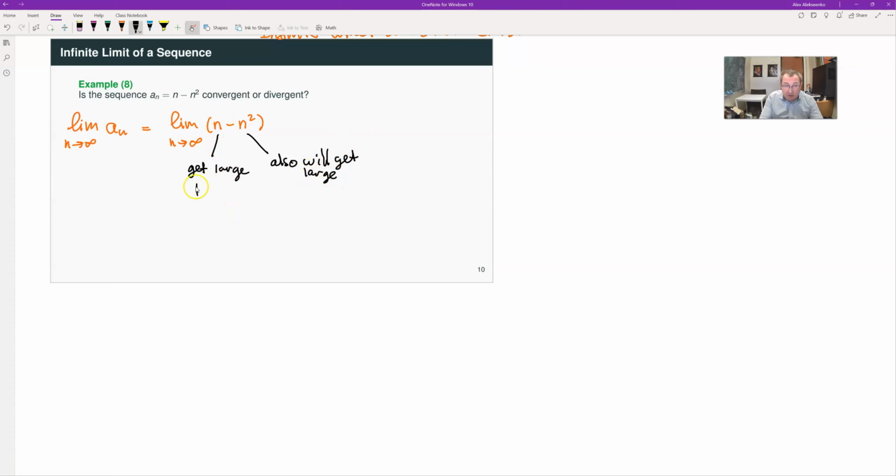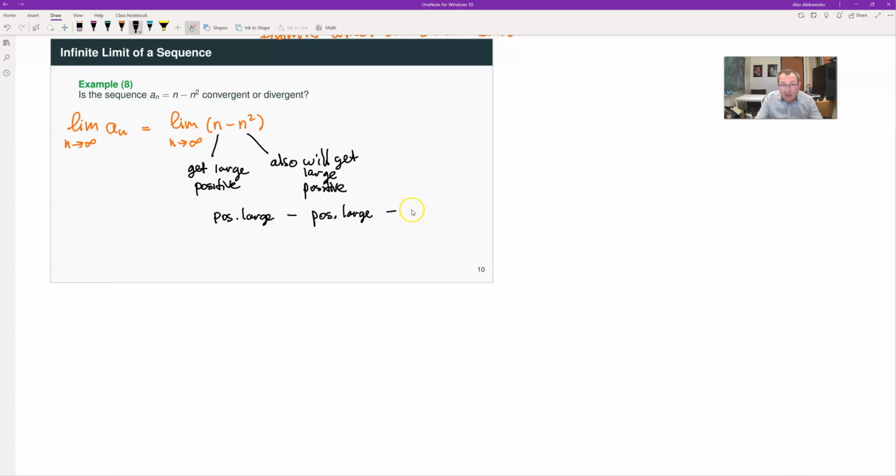Well, this number is positive large, and n squared is also positive. Now we put it together, we have positive large minus positive large. And it's not immediately clear what's going to happen when you take one large number and subtract another large number from it. What is the result? It's a little bit difficult to make a conclusion.